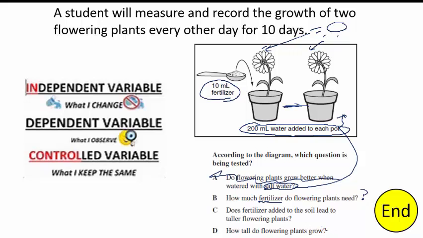Let's just read D. How tall do flowering plants grow? Well, we may be able to answer that, but that is not what's happening here. So clearly the choice now is letter C, and it's related to this data here, the 10 milliliters of fertilizer.